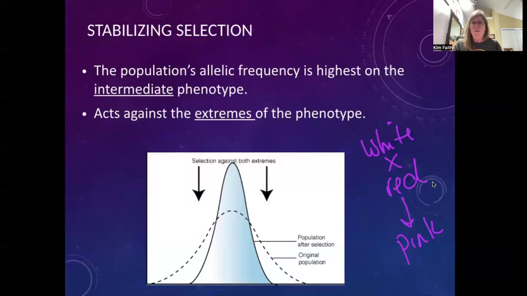If you want to learn more about it, it is in your online textbook, and there's Amoeba Sisters on it as well. But this is where in some cases, like when we talk about skin color, we don't just have black and white skin, we have all kinds of shades. So in some traits, you have more than just two options. And stabilizing means we're looking at the average of the trait. The average phenotype does the best.